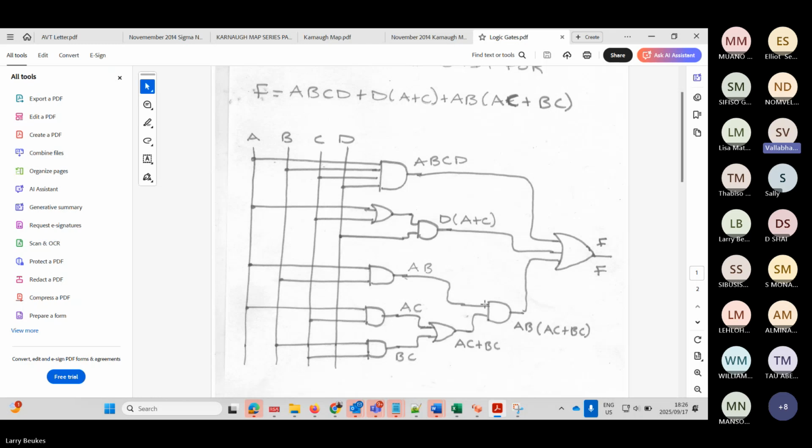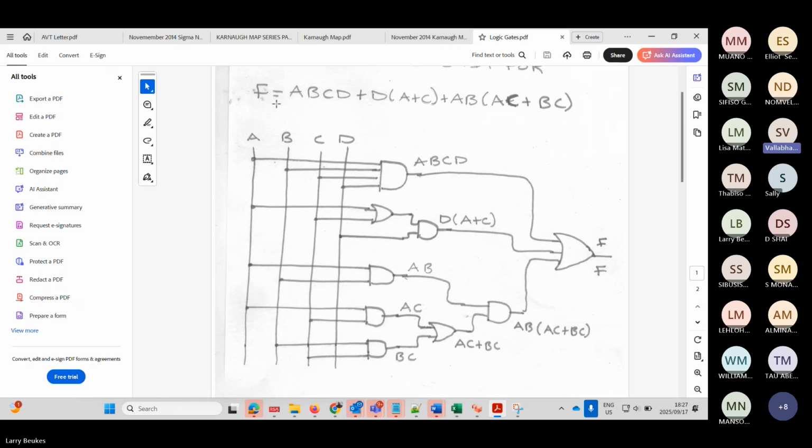So again you will have an AND gate here, and finally the output you should write as AB bracket AC plus BC. Now because all these three terms are connected with the OR gate, this output also should be connected to the OR gate. So now the final output will be this F here. It's very easy to remember logic circuits. It's very easy.